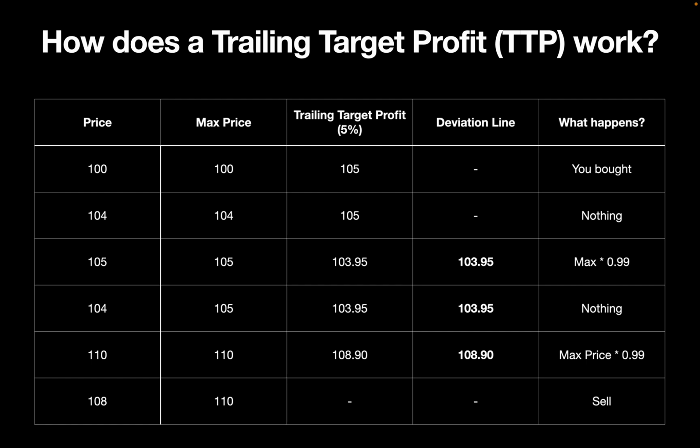To summarize and make it as simple as possible, as long as the price isn't crossing the defined target profit, there is no deviation line. So this is the case in the first two rows here. As soon as the price is crossing the defined target profit, the case here in this row, the deviation line is triggered and is only amending to higher levels whenever there is a new maximum, for instance here. And finally, the asset is sold when the price is dropping below the current deviation line. All right.